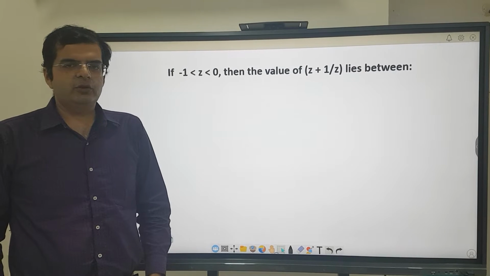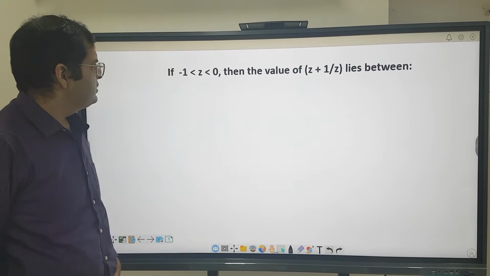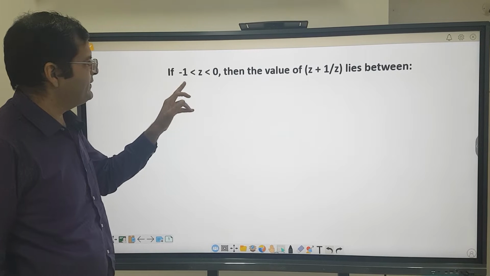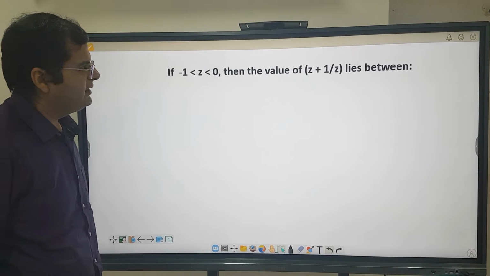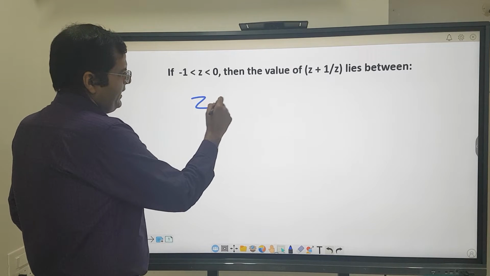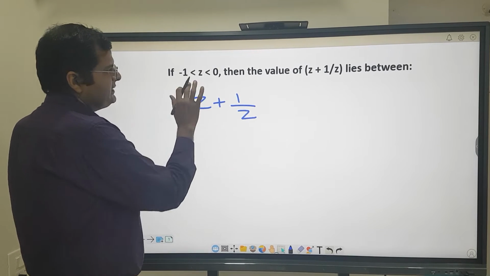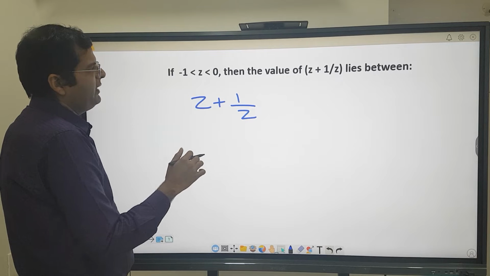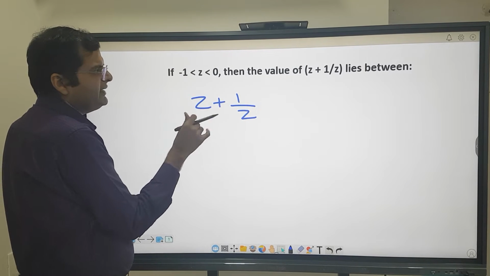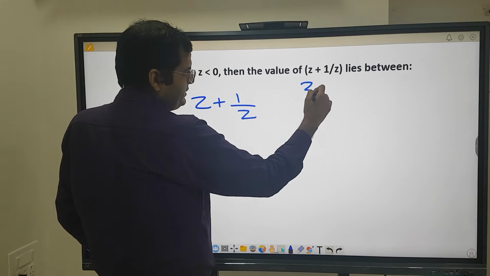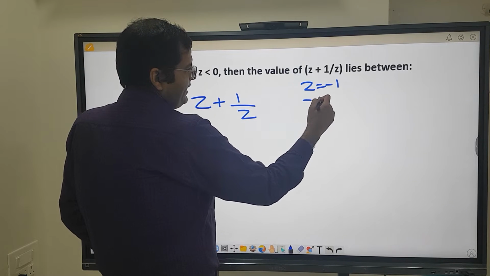So this is the 20th question of the algebra chapter. The question says, if z lies between -1 and 0, then the value of z plus 1 upon z lies between. Now if you look at it, z is a negative number. If it approaches -1, let's say right now I put z equal to -1, what do I get as the number?